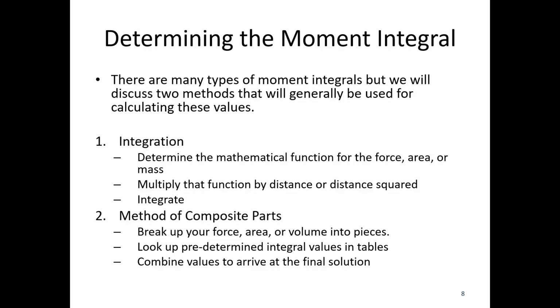So generally, integration is the brute force method. It's going to work for anything as long as you've got enough time and enough mathematical ability to make it work. Method of composite parts is going to be a lot faster. It's going to be a lot less integration, but it is going to be limited by the tables you have available. So you cannot do everything with composite parts unless you've got a table that is infinitely large and has every kind of combination of area and volume that you possibly could have in your part.